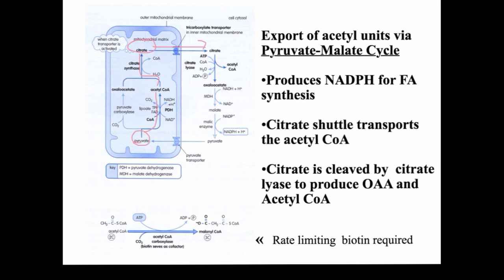the cytosol. This is called the pyruvate malate cycle. Citrate leaves; there's a transporter that allows citrate to leave the mitochondria. It goes through a lyase reaction to generate oxaloacetate. The malate dehydrogenase generates malate, and the malic enzyme generates pyruvate. Pyruvate now can re-enter the mitochondria to complete the cycle. In doing so, you notice that we're generating NADPH from the malic enzyme. The other place to generate NADPH for fatty acid synthesis is the pentose pathway.